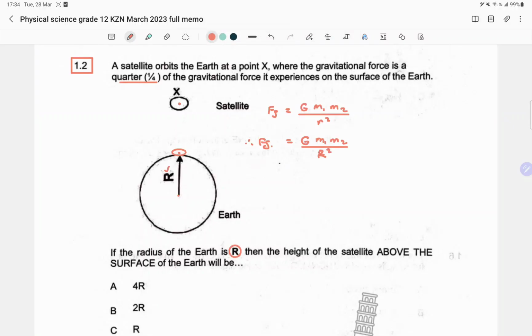Okay, and then the question is, what is this height? We want to know that height.